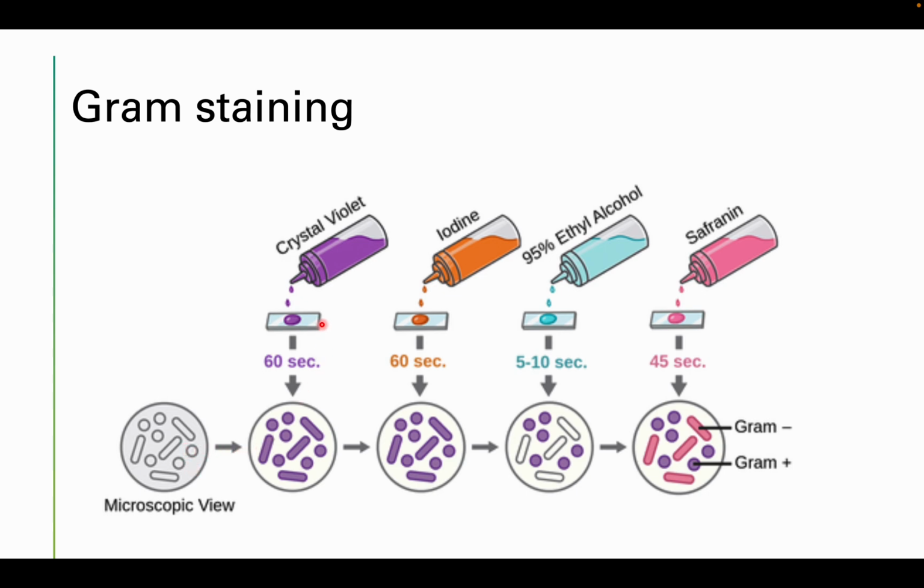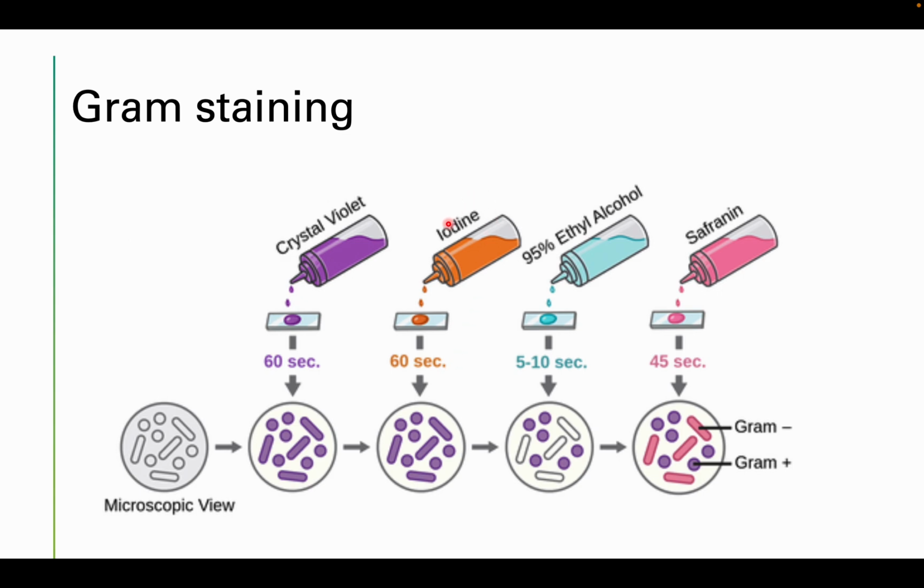So, first we put the crystal violet stain, because crystal violet is a positively charged stain and the cell wall components in the bacterial cell wall are mostly negatively charged. So this positively charged crystal violet can bind to the negatively charged components by electrostatic force or ionic interaction. And then we put one fixator, which is called iodine.